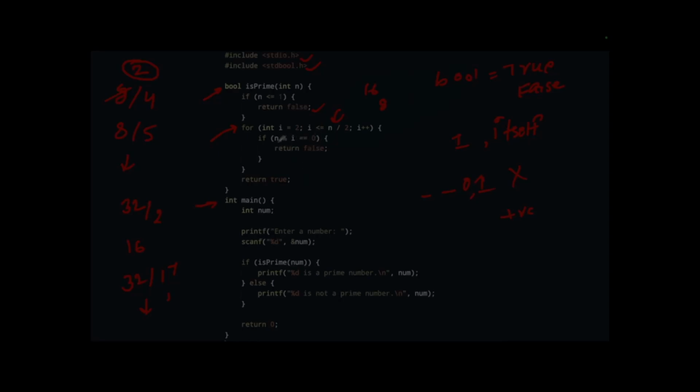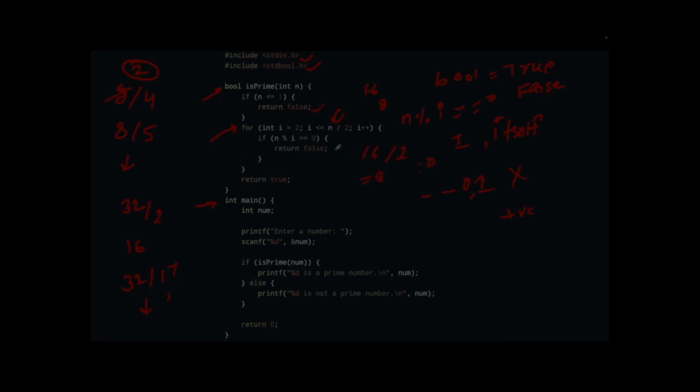Now what does this mean? n%i equal to 0 means the remainder. If n, that is the entered number 16, is divided by 2, it will just give 8. There is no remainder. The remainder is 0. And if the remainder is 0, we should return false because it is not a prime number, isn't it?